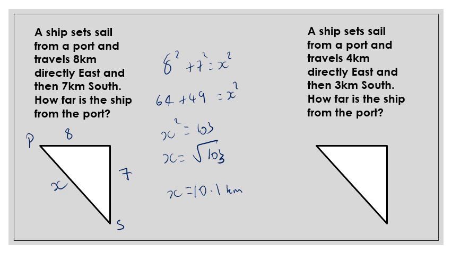So we've got our triangle, we're going to put our different lengths on. We've got our port, we've gone 4 kilometers east, 3 kilometers south to here. So we're then going to call this x. So we can do 4 squared plus 3 squared equals x squared. X squared equals 16 plus 9. X squared equals 25. So x equals the square root of 25, which equals 5.